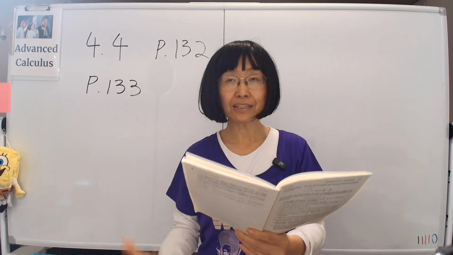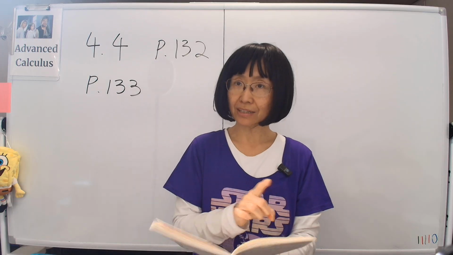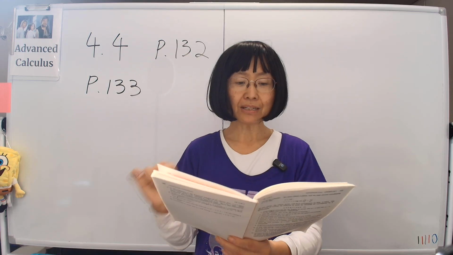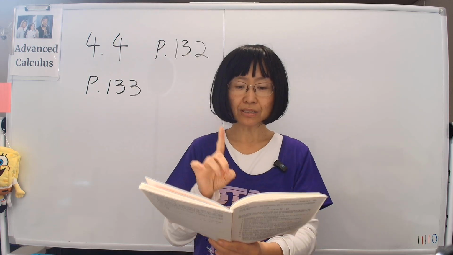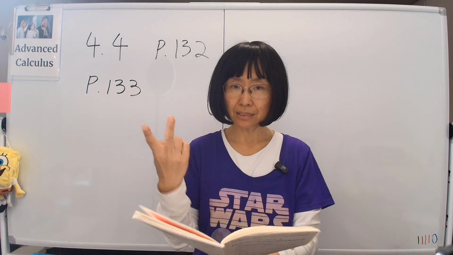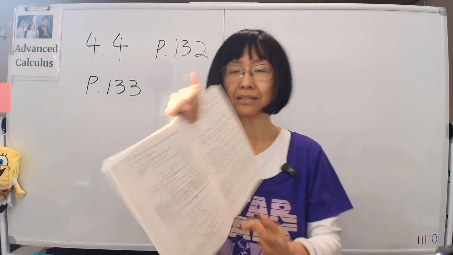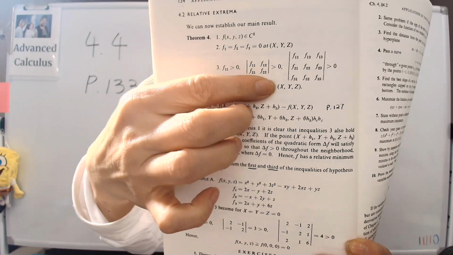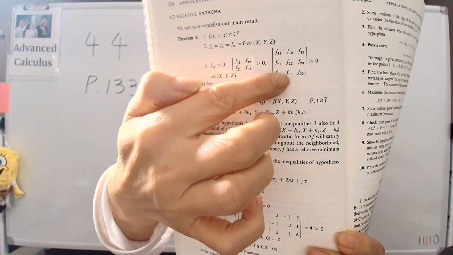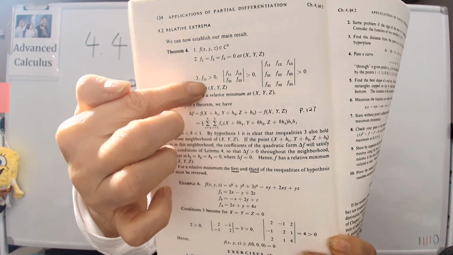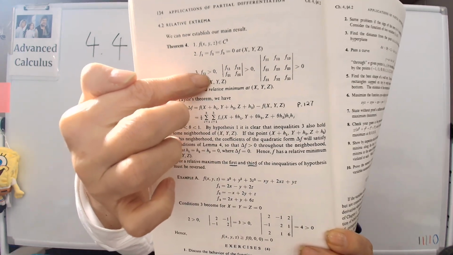Now this is for relative minimum. What happens with relative maximum? For relative maximum, only the first and the third of the inequalities need to be reversed. The second inequality does not reverse. That is, the odd inequalities, the one that has one term and the 3 by 3 term, have to flip over to calculate the relative max.